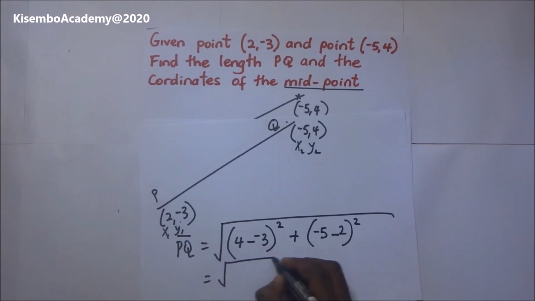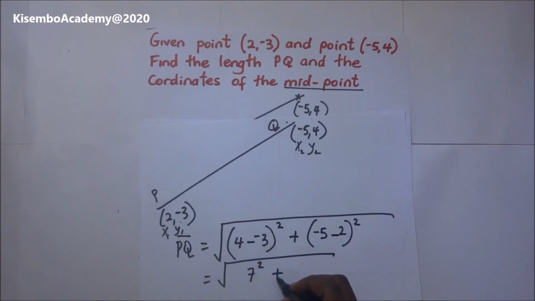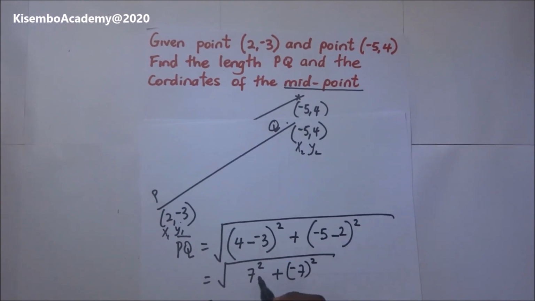So we shall end up with 4 plus 3, which is 7, 7 squared, plus -7 squared. And this is going to become 49 plus 49.